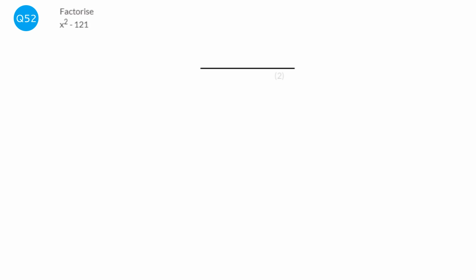And notice something about this second number. It's a negative version of a square number, and that will always be the case because this question is using something called difference of 2 squares. And it's very, very simple to work out.